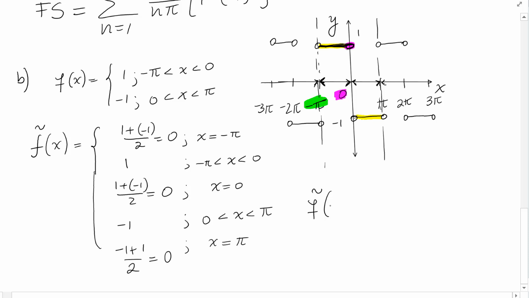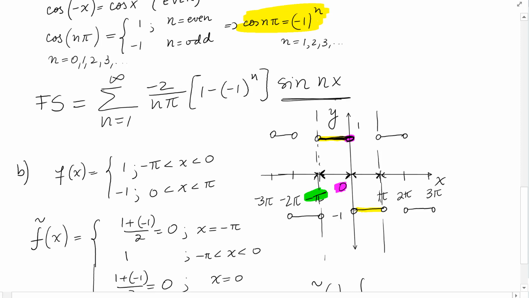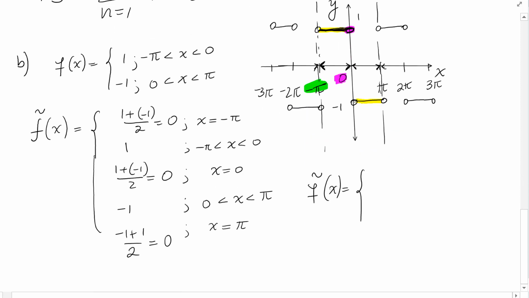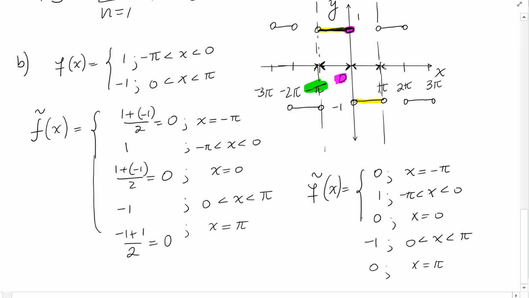So basically, the function to which the Fourier series converges, well, I said sine series, but it's correct because we got just a sine series, is going to be 0 for x equal to negative pi, 1 for x between negative pi and 0, 0 for x equals 0, negative 1 for x between 0 and pi, and 0 for x equals pi. I hope this helps.